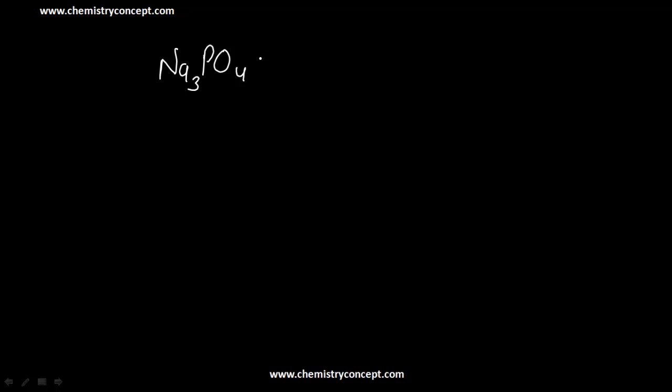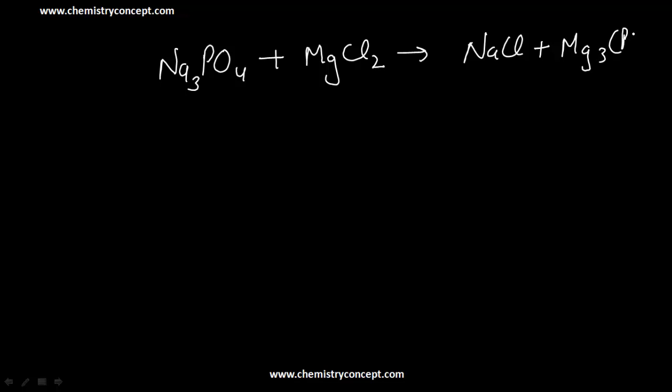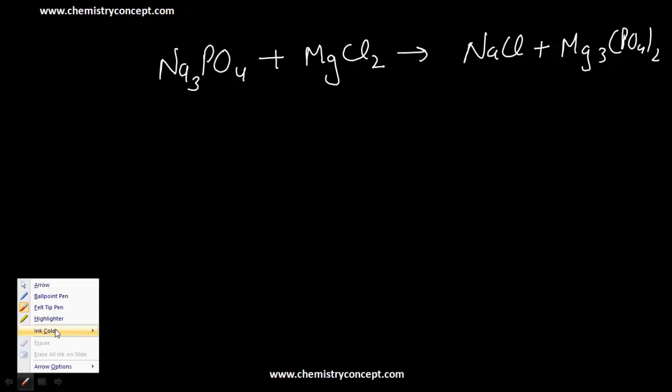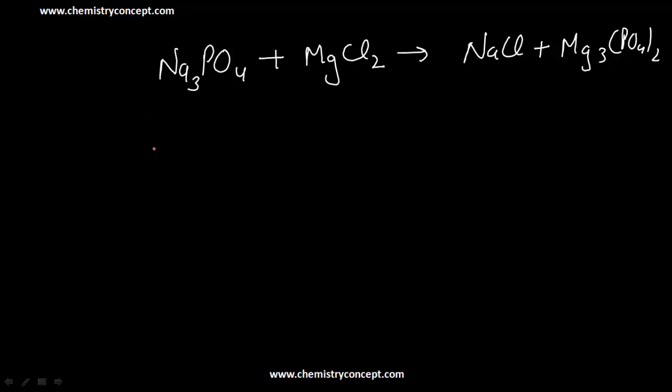Na3PO4 reacts with MgCl2 to give NaCl and Mg3(PO4)2. Now again let's compare the number of elements on the reactant and product side.